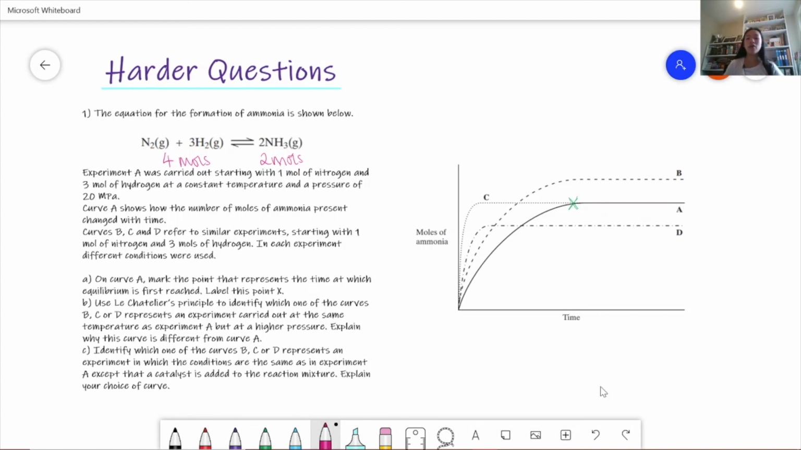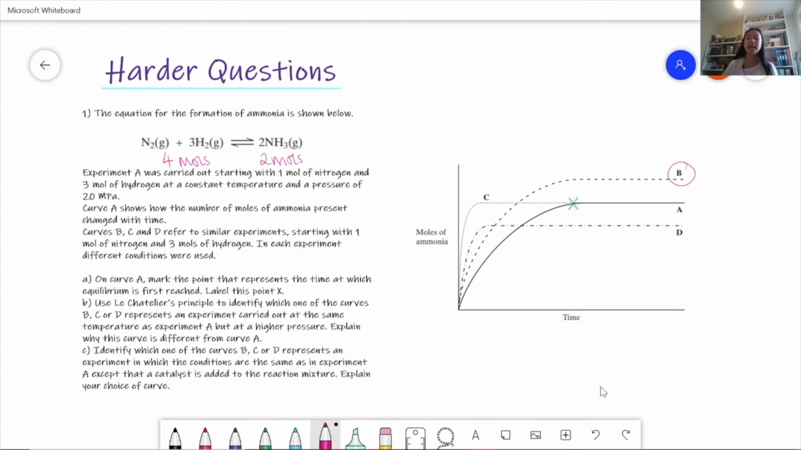And so when we raise the pressure, that means our yield of ammonia will increase. And so if we use the high pressure, that means that we have more moles of ammonia at the end. And so the curve we're looking for must be B, because that's the only curve which has more moles of ammonia at the end compared to A.